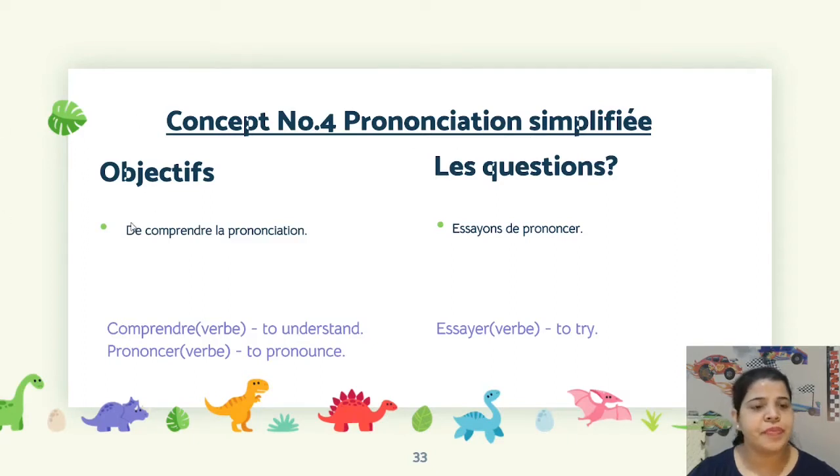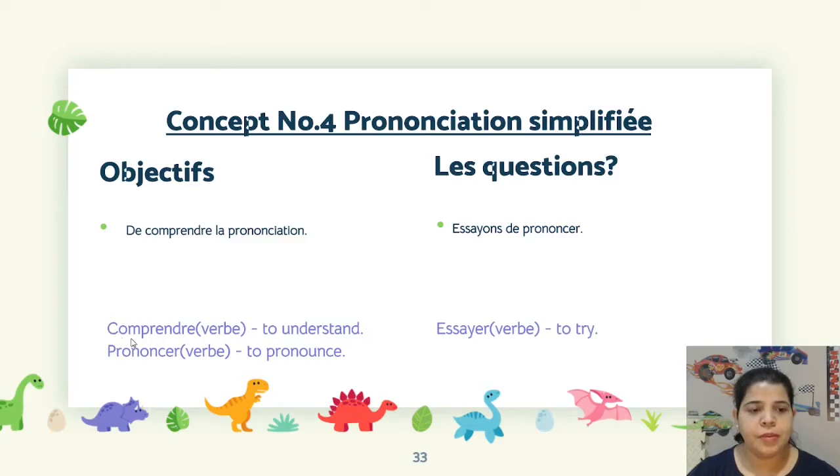The objective of this lesson is to understand the pronunciation. L'objectif de ce cours est de comprendre la prononciation, and also to try to pronounce. Essayons de prononcer. De comprendre la prononciation. C'est l'objectif de ce cours.